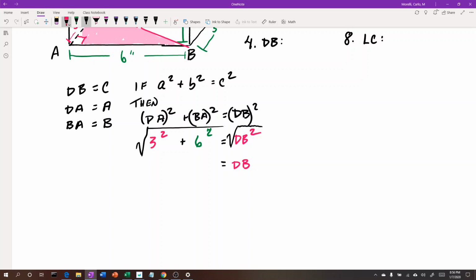So that's going to be equal to the square root of 3 squared plus 6 squared. Well, what's 3 squared? 3 times 3, that's 9. And what's 6 squared? 6 times 6, that's 36. Well, what's 9 plus 36? Well, that's going to be like 5 times 9 is 45. So what we're doing is we're taking the square root of 45. And that's going to be equal to dB.